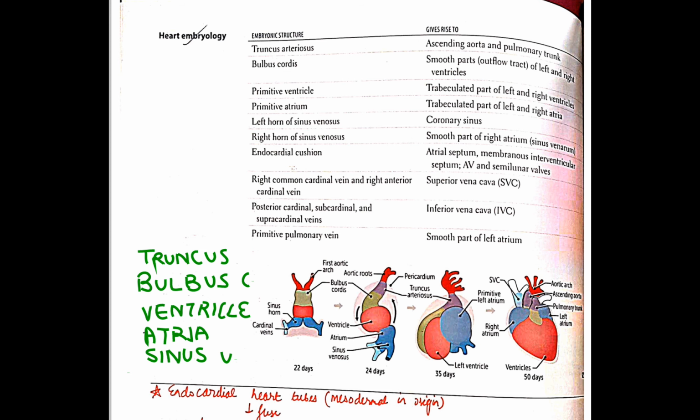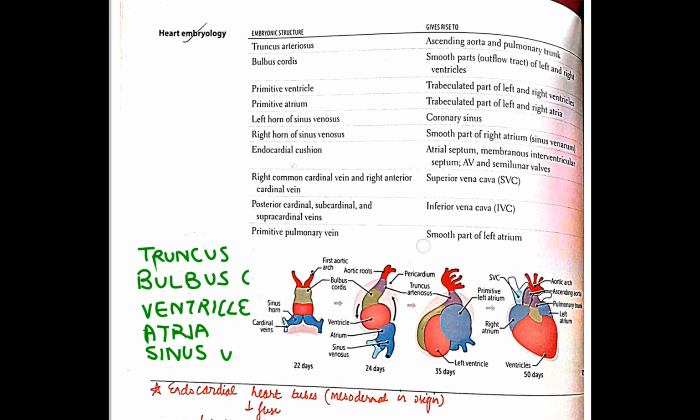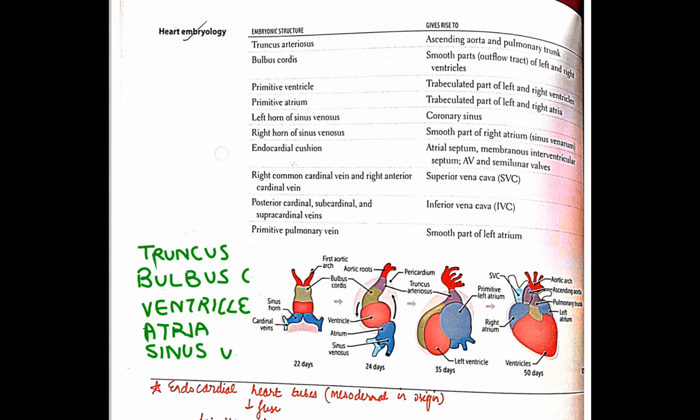On the right, we have sinus venosus. On the left, we have the primitive pulmonary vein that is bringing oxygenated blood. And then we have endocardial cushions that will form the atrial septum, membranous interventricular septum, and AV and semilunar valves. So all the valves will be formed by endocardial cushions.